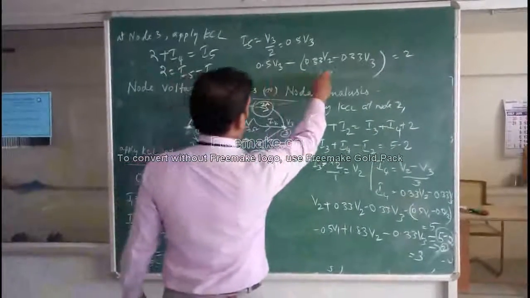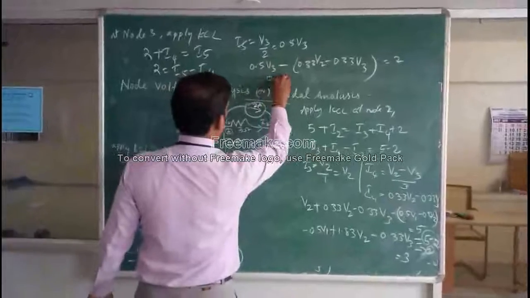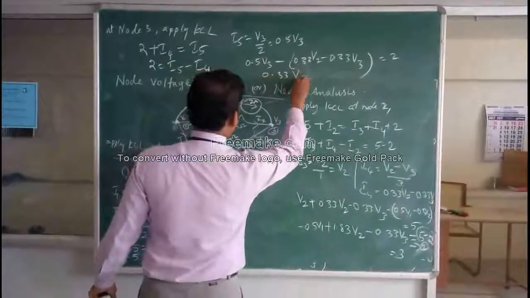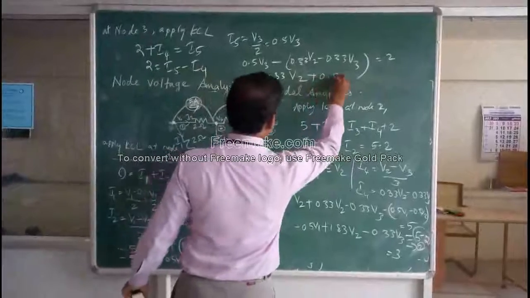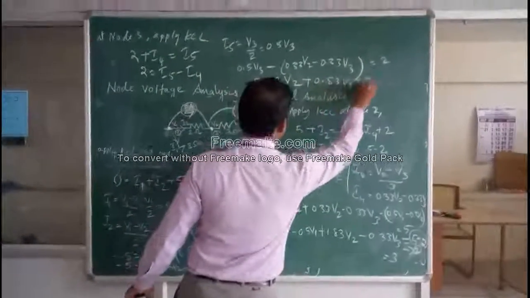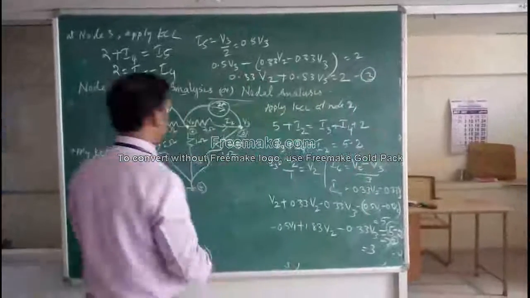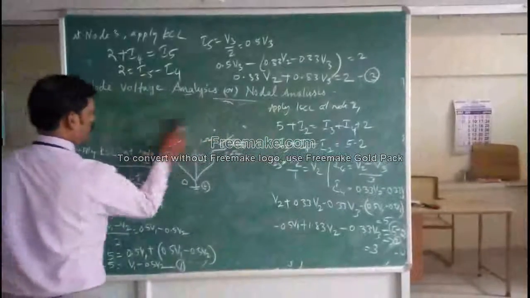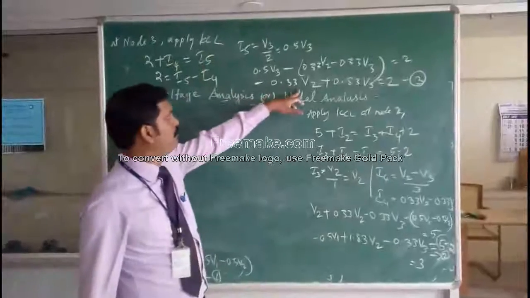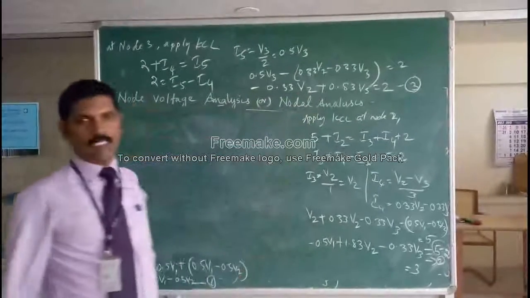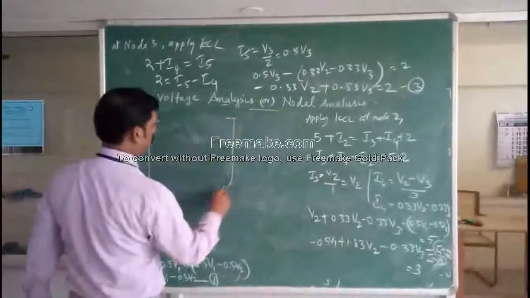So now it is minus 0.33 V2 plus 0.83 V3 is equal to 2. That is your equation number 3. Once you know all these three equations, now we can put them together. Now let us put it in matrix format.